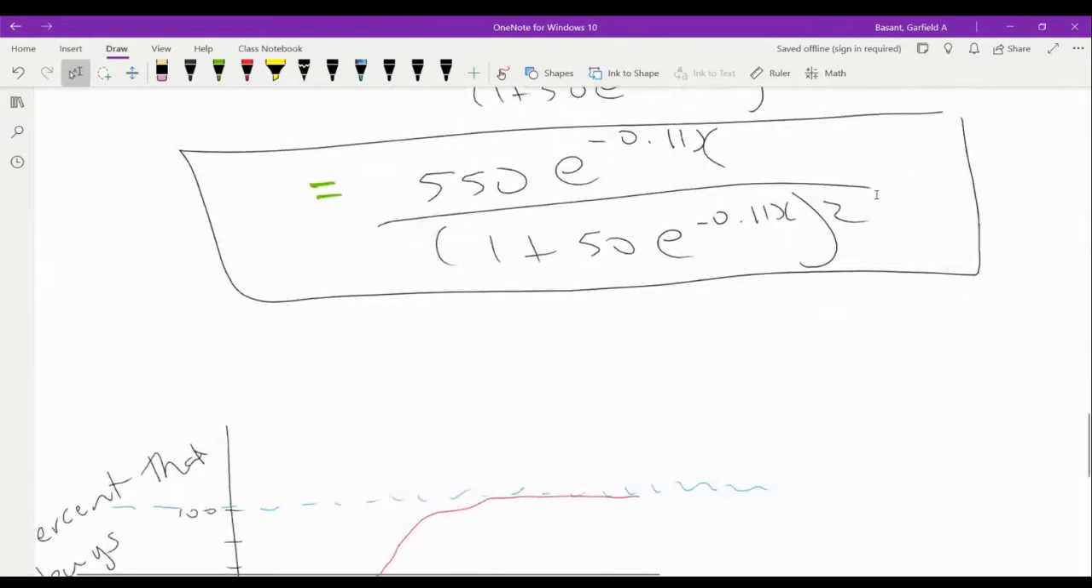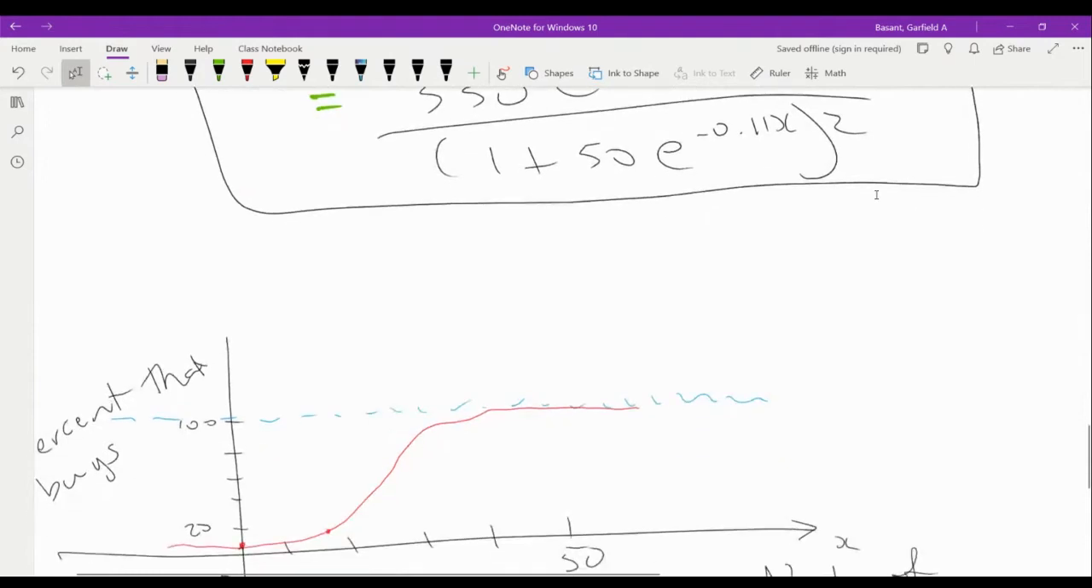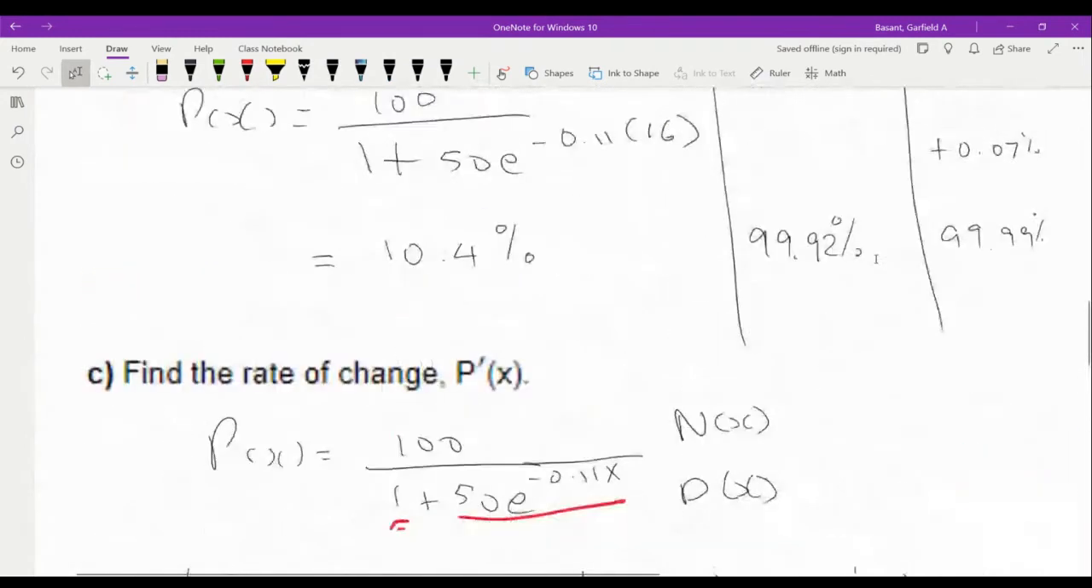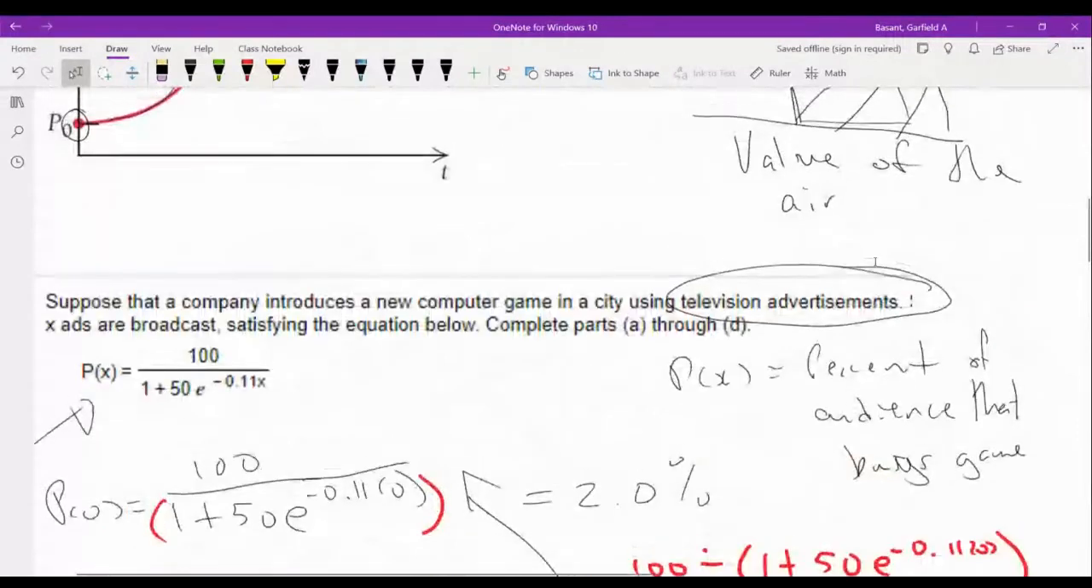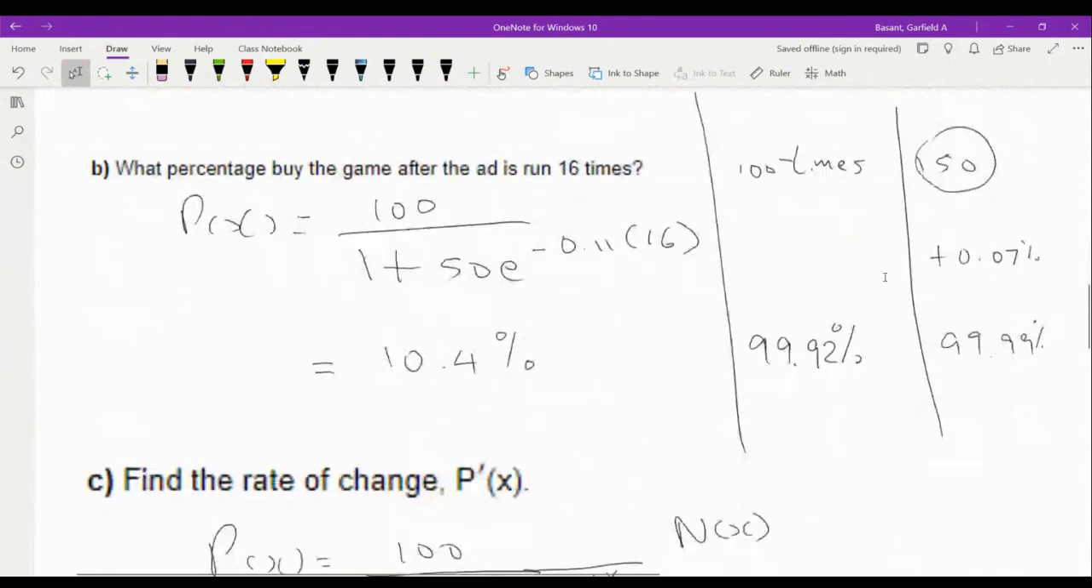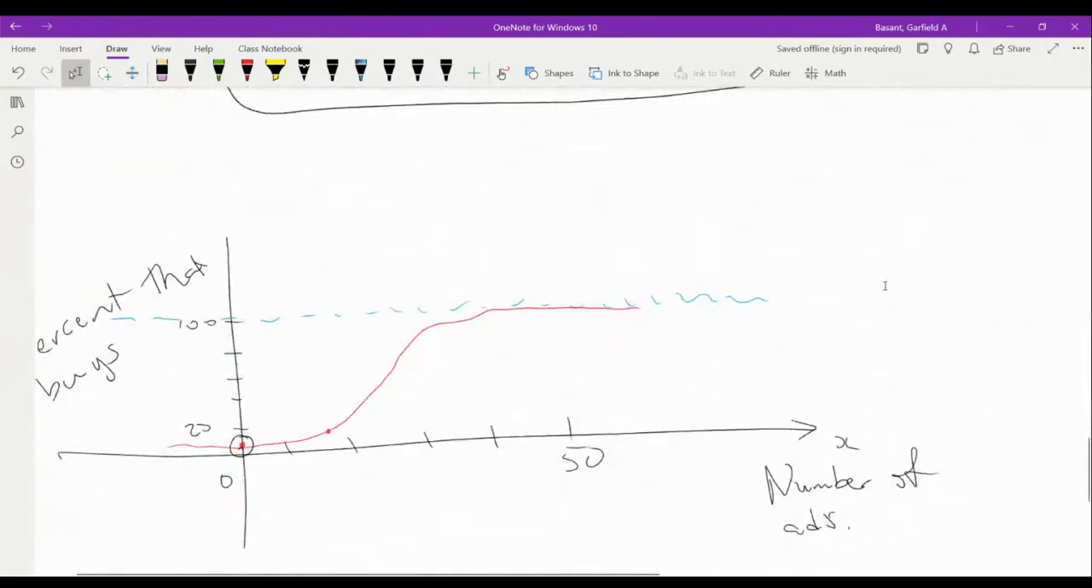All right, what was part D of this question? Sketch the graph. Okay, well, here's the graph. We kind of understand that. Based on the numbers that we got here, at 0 ads, it was about 2%. At 16 ads, we had 10.4%. So this would be 10, 20. So it's here. At 16 ads it would be at 10.4. And you see, up here is what we're talking about.